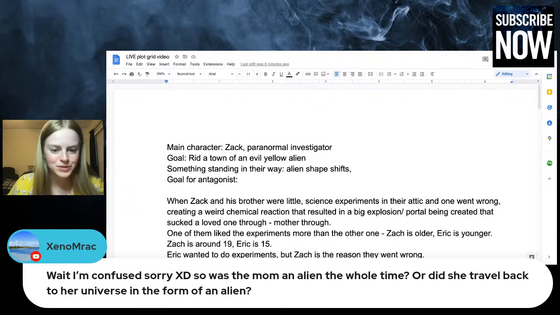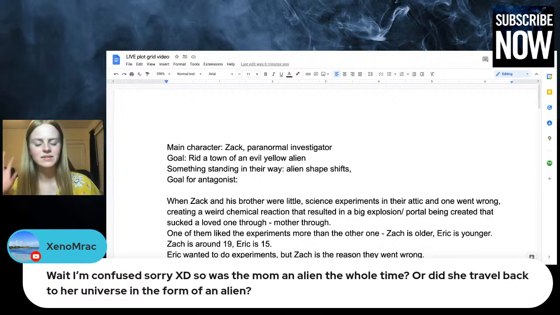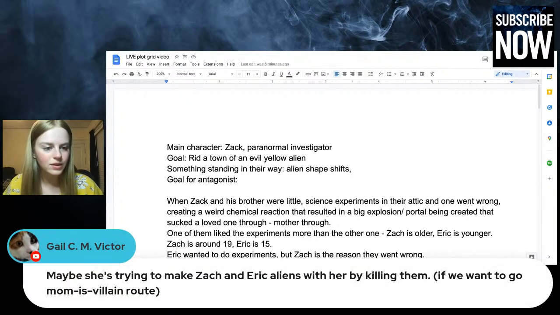Marak said, "Wait, I'm confused. So was the mom an alien the whole time, or did she travel back to her universe in the form of an alien?" No, I think the explosion or reaction is what turned her into an alien, because she died, but her life force was maybe turned into some sort of symbiote, like Venom. And maybe that made her mind a little twisted, or it was just such a big trauma and she doesn't really understand what happened. And Gail said maybe she's trying to make Zach and Eric aliens by killing them, if you want to go with the mom as the villain route.